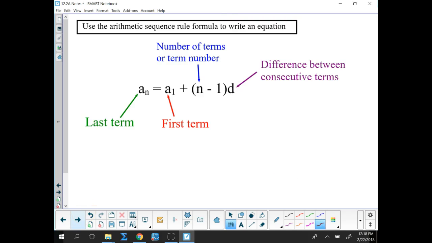Okay. So, here is your arithmetic rule. A sub n, which can be determined as the last term, or frankly, any term really, is determined by the first term plus the number of terms, or the term number, minus 1, times d, where d is the difference between consecutive terms. Sometimes you might hear it referred to as the common difference.